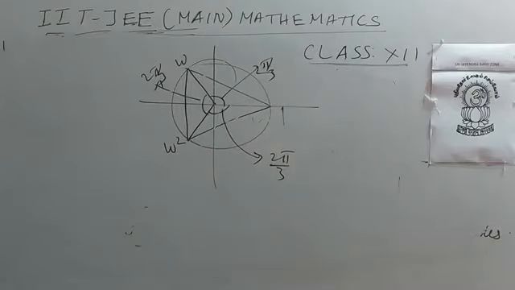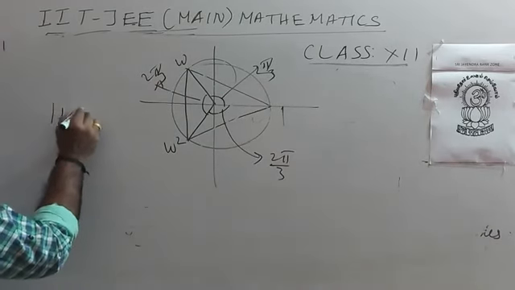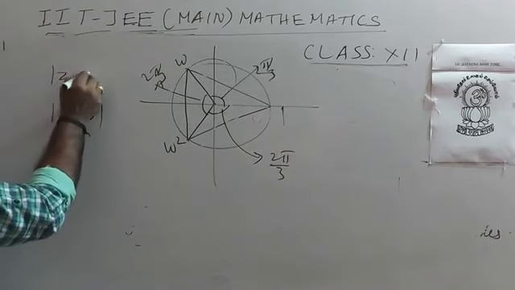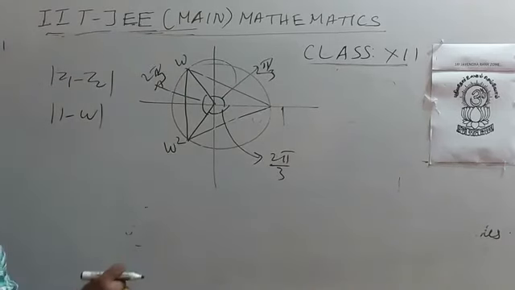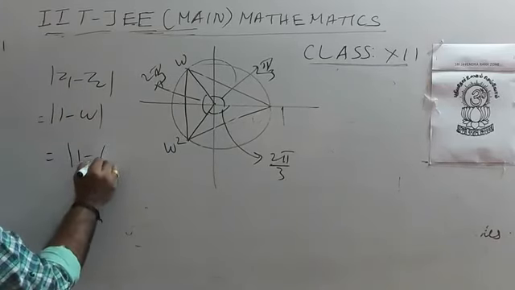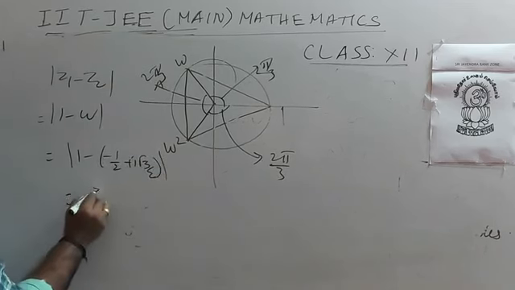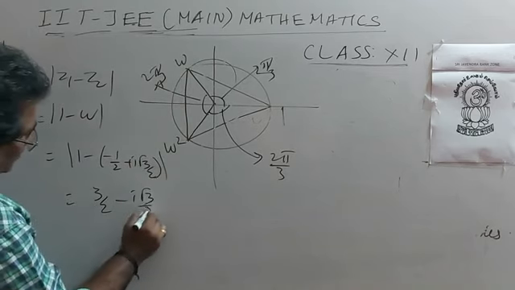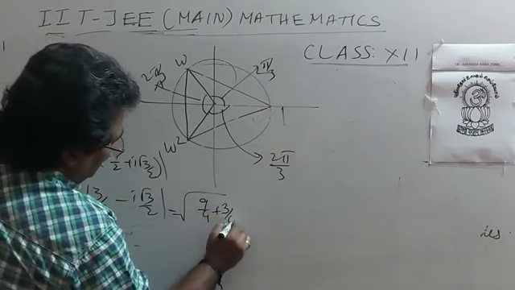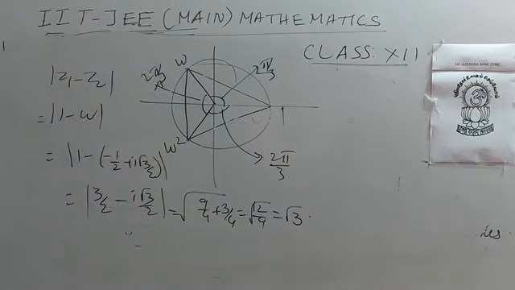To find the length of the side, that is the distance between 1 and omega, take modulus of 1 minus omega. Modulus of z1 minus z2 represents the distance between points z1 and z2. Here 1 minus omega is 1 minus, minus 1 by 2 plus i root 3 by 2, which is 3 by 2 minus i root 3 by 2. The modulus is root of 9 by 4 plus 3 by 4, which equals root 3.